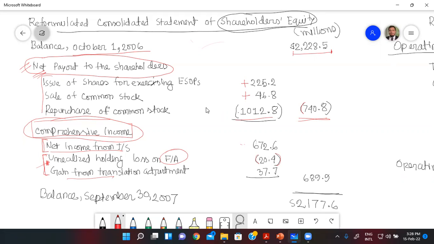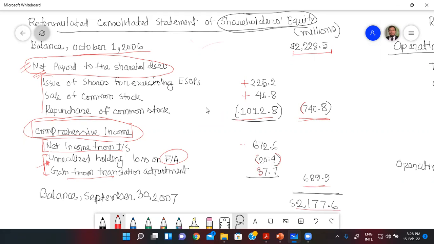Okay. So this amount is here that will positively affect the shareholders' equity. That's why it is positive. So the net effect from this is positive. That's why it is here. So if you add all of this, you will get the ending shareholders' equity, this amount.